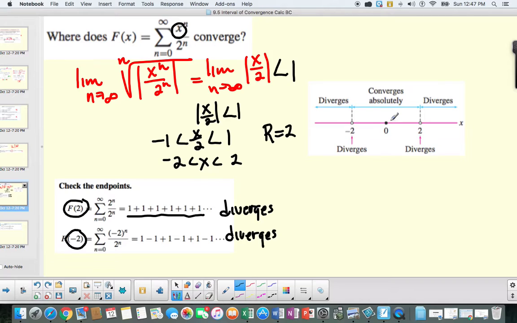So this is what it looks like. We are centered at 0. We know our radius of convergence is 2 on both sides, and we have examined the endpoints. So now we know that the x's between -2 and 2 converge absolutely. And we know all other x's do not.